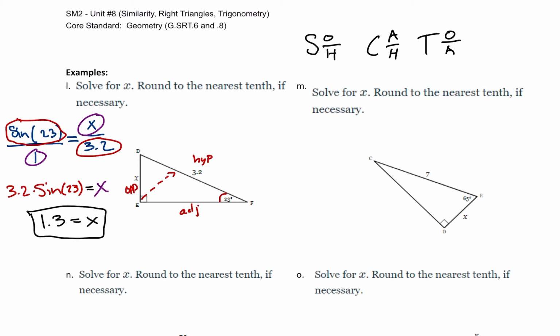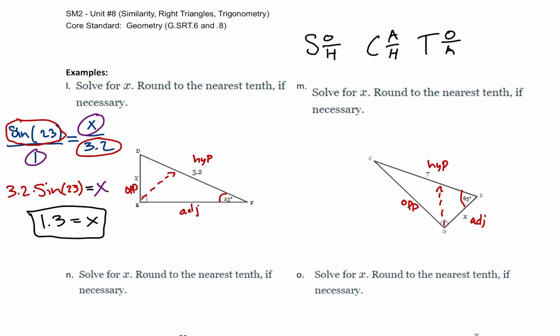Okay, now looking at example M, we're doing the same thing. We're solving for x. So step 1, identify my angle. My angle is 65. Step 2, label my sides. Label my hypotenuse first. I'll label my adjacent second because it's always touching that angle. And then I'll label my opposite.